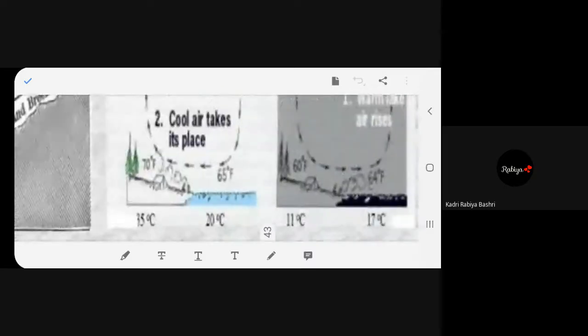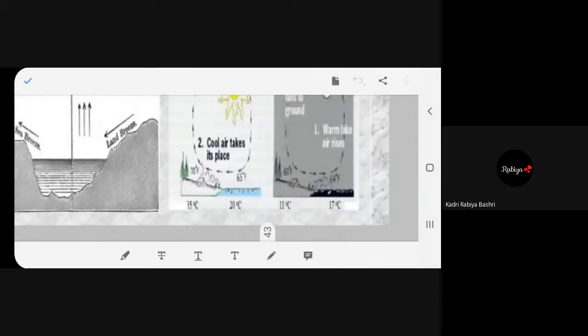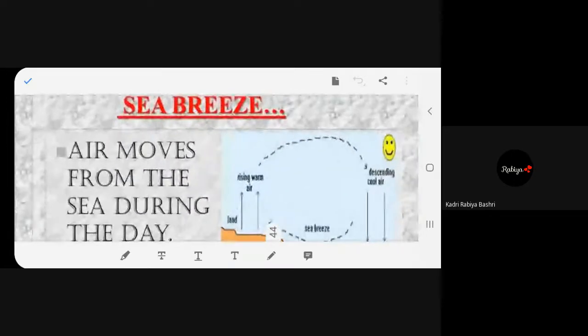In the daytime, you can see the maximum temperature 35 degrees Celsius and the water temperature is 20 degrees Celsius. But at the night time, the land temperature is 11 degrees Celsius and the water temperature is 17 degrees Celsius. That's what we have learned, remember? Because you know that the water temperature comes down very slowly during night time as compared to the land. Again, the same thing in a different manner.